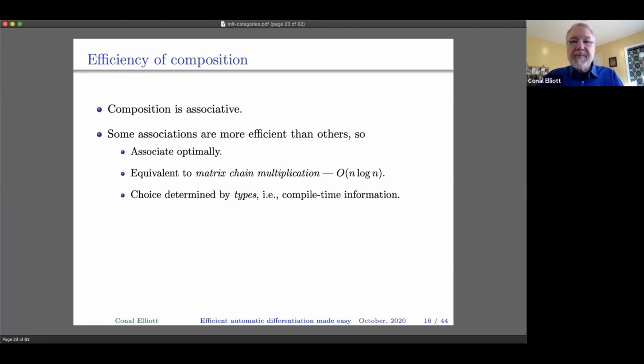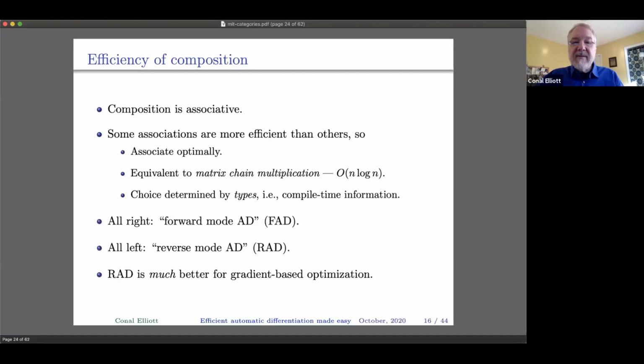So the idea of what's called forward and reverse automatic differentiation is this. The essential idea is that if you use matrices and you make all your compositions right associated, that's what forward mode automatic differentiation is. If you make them all left associated, that's what reverse mode automatic differentiation is. And for the context of high dimensional optimization, you want them all left associated.